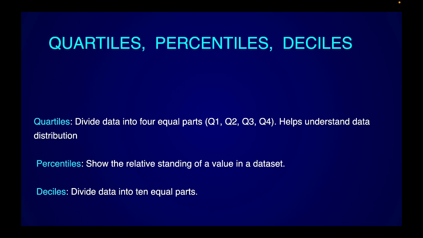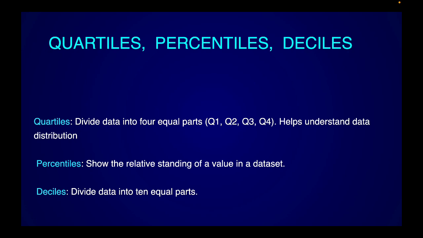If we take an example, if test scores are 50, 60, 70, 80, 90, then Q1 equals 60, Q2 will be the middlemost value, that is 70, and Q3 will be 80. So like that we have divided the data. 50, 60 will lie in Q1, 70 will lie in Q2, and 80, 90 will lie in Q3.